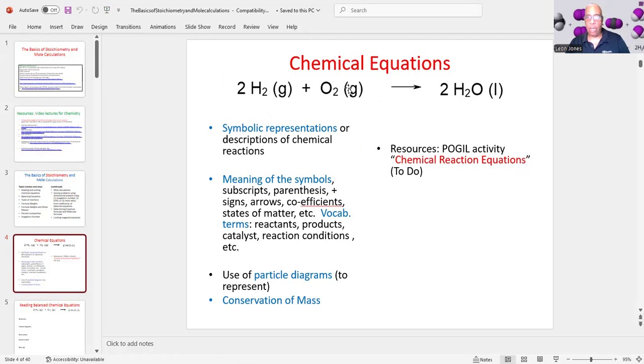So if I go ahead and balance this equation, it is going to be balanced. Now, basically, you're going to have what we call symbolic representations or descriptions of chemical reactions, meaning of the symbols. You're going to have subscripts, parentheses, signs, arrows, coefficients, states of matter, reactants, products, catalysts, reaction conditions, use of particle diagrams, conservation of mass, chemical reaction equations.